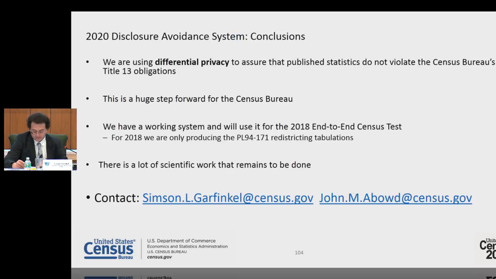In conclusion, we are using differential privacy to assure that published statistics do not violate the Census Bureau's Title 13 obligations. This is a huge step forward for the Census Bureau. We have a working system, and we will use it for the 2018 end-to-end test. There's a lot of scientific work that remains to be done.